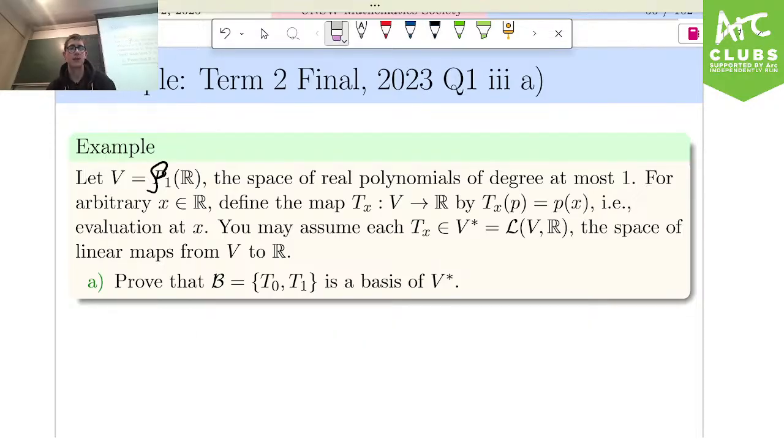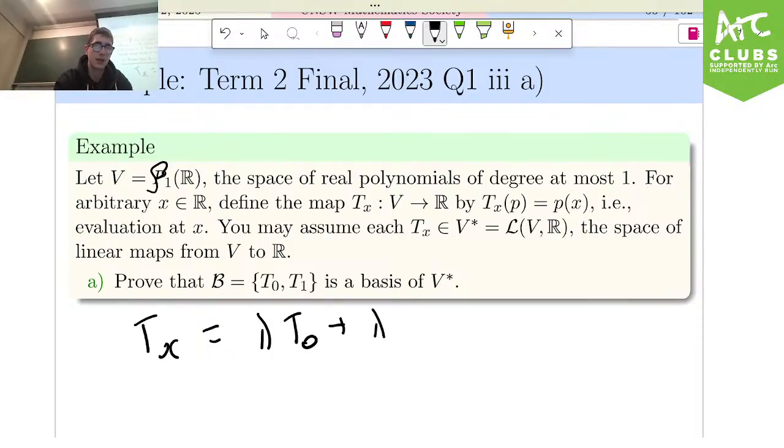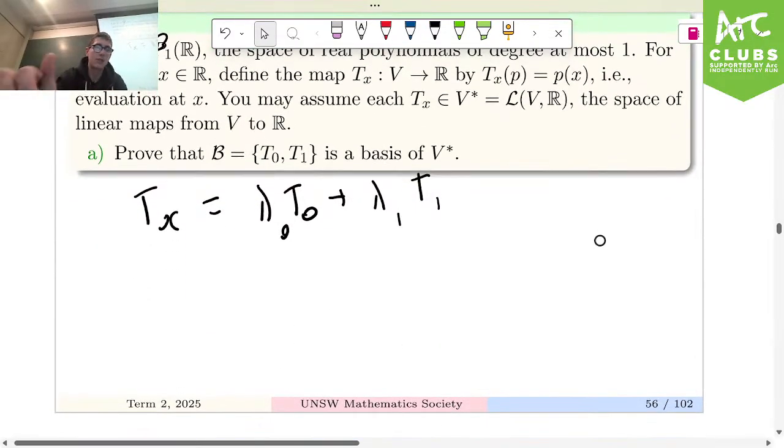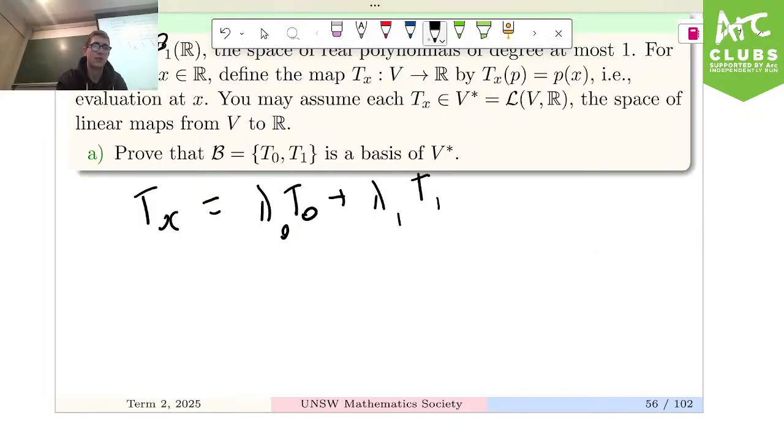We also want to show that it is a spanning set. So we really want to show that for any Tx, we can write that as some lambda 0 T0 plus lambda 1 T1, just to make the notation a bit cleaner. I guess we don't actually have to explicitly show linear independence and spanning, because if you show that this is a unique representation, as in there's only one lambda naught and lambda 1, then it is both linearly independent and spanning.